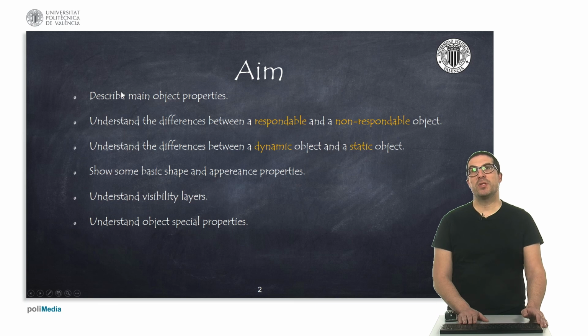The aims of the presentation are basically to describe the main properties of objects in CoppeliaSim, understand the differences between respondable and non-respondable objects, as well as between dynamic and static objects, to show some of the basic properties of shape and appearance of an object, understand visibility layers of objects, and also to understand special properties of an object that will affect the way in which the simulation is performed.